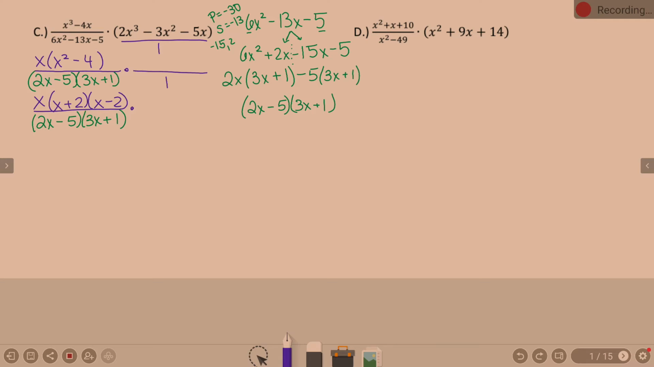Well, oh yeah, I'll have an x in common. GCF? Yeah. Factor out that GCF of x. So if we factor out the GCF of x, what remains in the parentheses? 2x squared minus 3x minus 5. Okay.